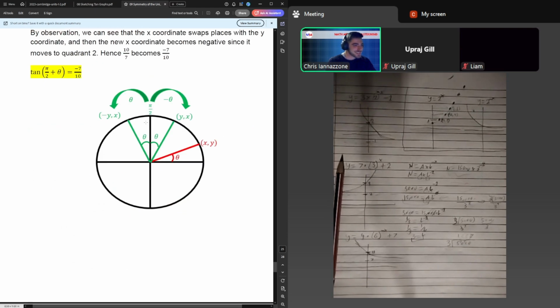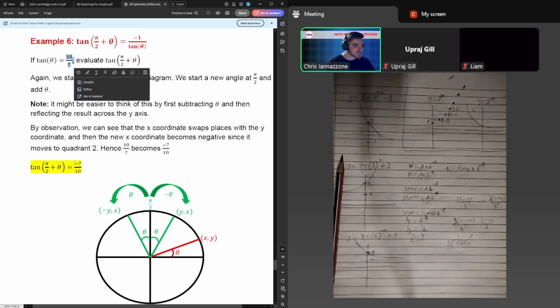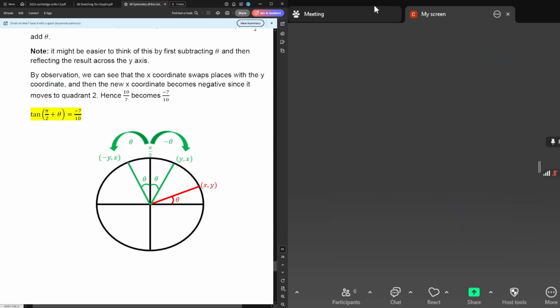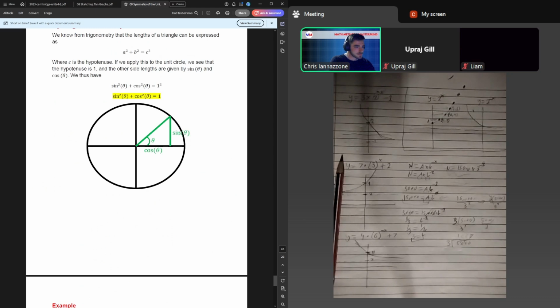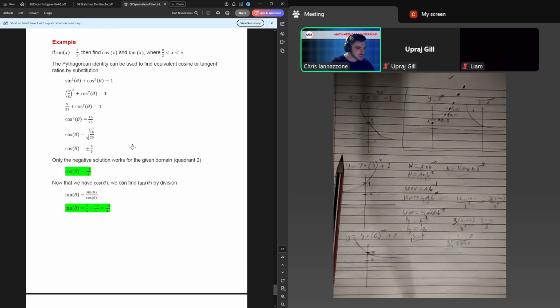Okay. And then if you do your plus theta, that puts you over here. Because we're flipping, we have gone from 10 over 7 to 7 over 10, but because we now have mismatched signs, we go from positive to negative. So we now get negative 7 over 10. Yeah, why not? I think this is the last one.